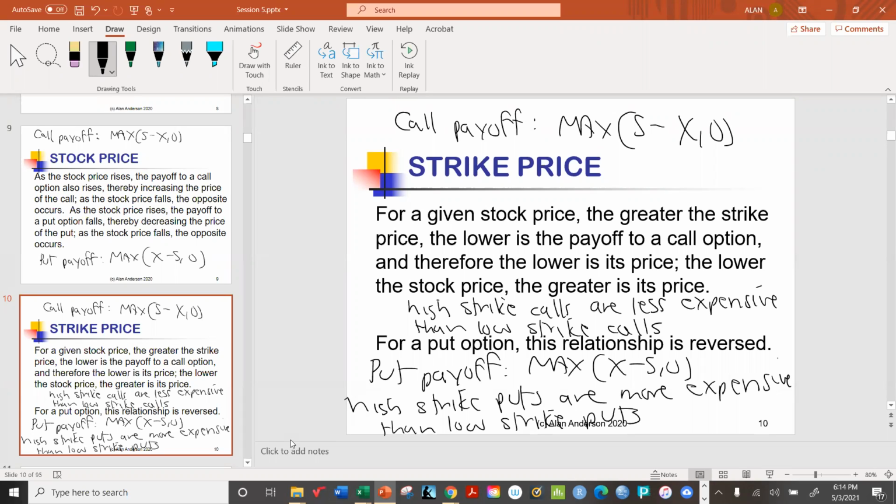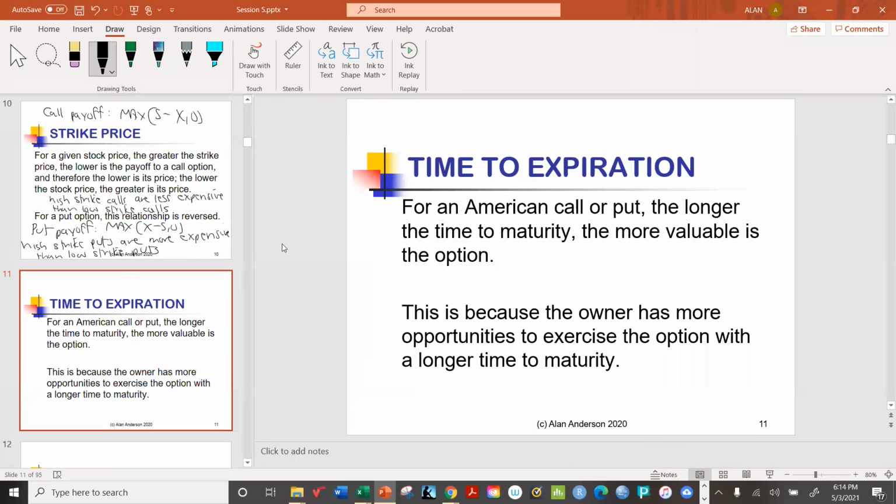All right, so that I think is just pretty much exactly what you would expect. All right, time to expiration.